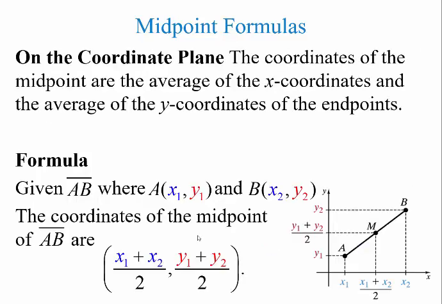On the coordinate plane, it's a little bit more difficult. The coordinates of the midpoint are the average of the x coordinates and the average of the y coordinates of the endpoints. So here, if you have line segment AB, where A, this point right here, has values x1, y1, and B here has values x2, y2. The midpoint of this segment, well, remember, it's a point, so it has an x and y value. First thing you're going to do is add the two x values, x1 plus x2, and then divide that by 2. And then you're going to do the same thing for the y values. You're going to take y1 plus y2 and divide that by 2.